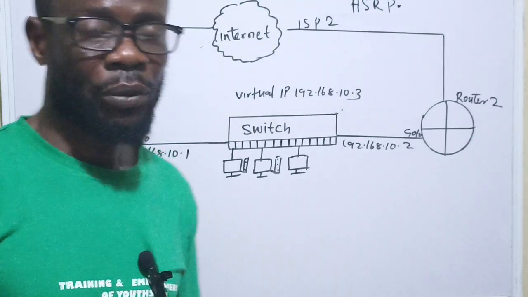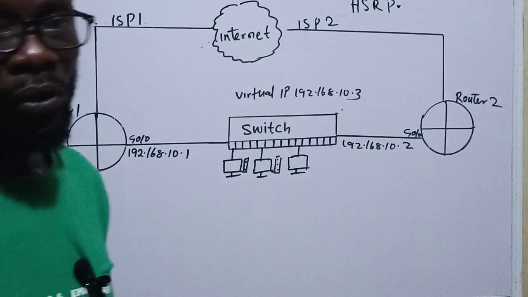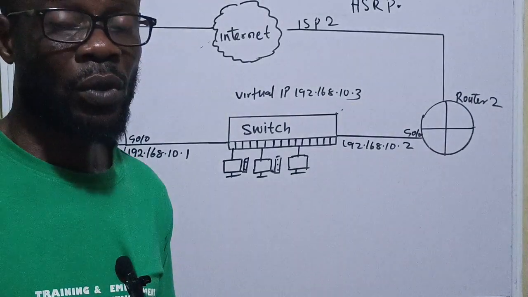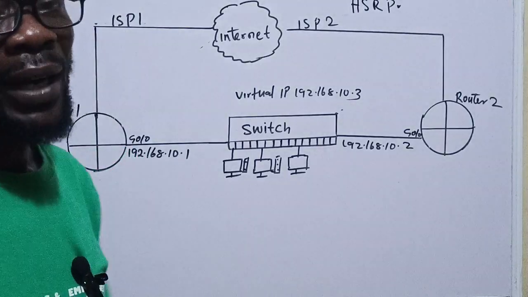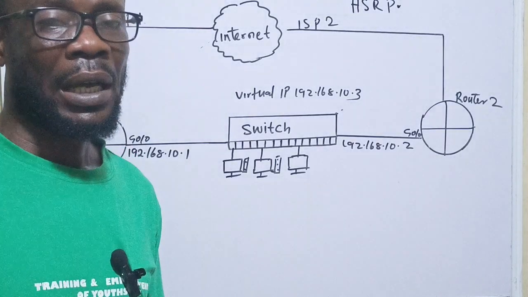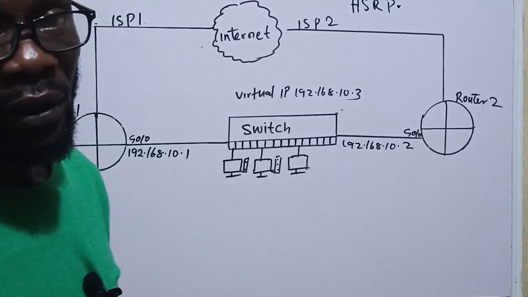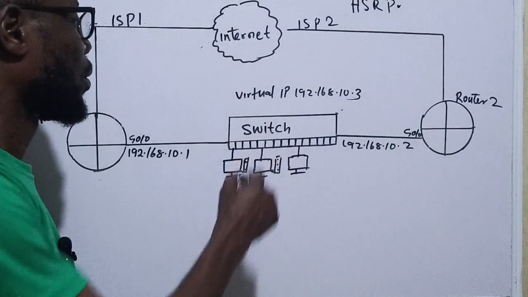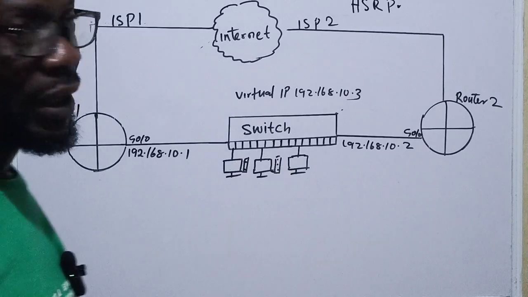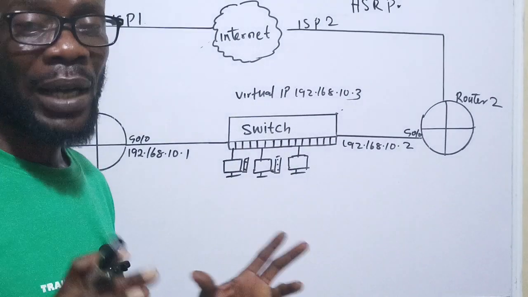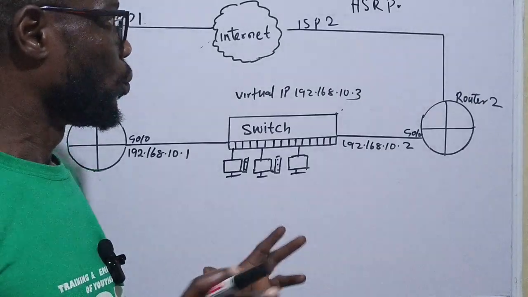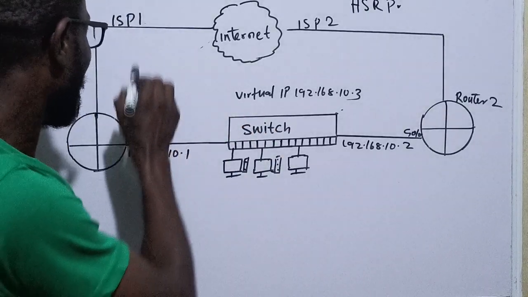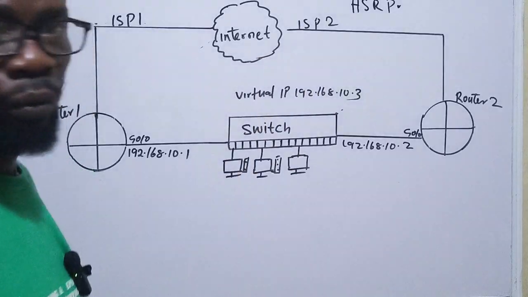I'm here to talk about Hot Standby Router Protocol. Hot Standby Router Protocol is a protocol used in setting up a network in such a way that when one link goes down, another link takes over. Okay? You see this network? This network is connected to the internet using two ISPs. You can see ISP1 and ISP2.